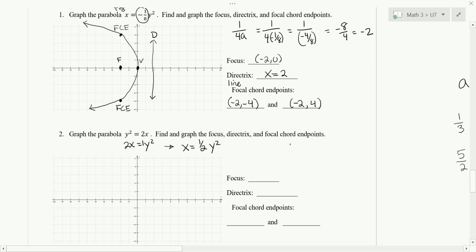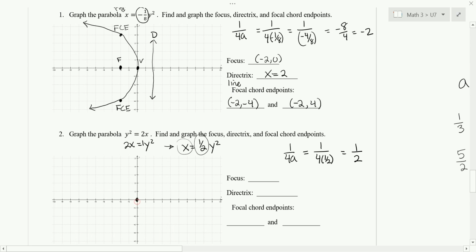We want to find 1 over 4a first, which means you multiply a by 4 and flip it over, right? So if you multiply 1/2 by 4 and flip it over, what do you get? You get 1/2 again. So 1 over 4 times 1/2 is 1 over 2. Okay, so that's the distance we need to move around. Because it starts with x equals, we're going to open along the x-axis, so either to the right or to the left. And because a is positive, we're going to move in the positive x direction.